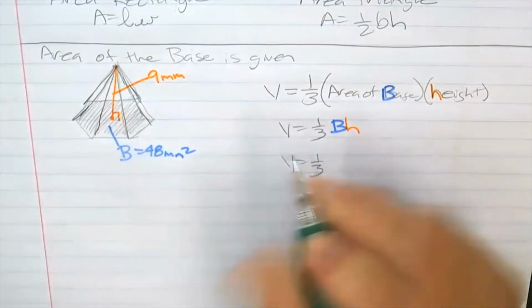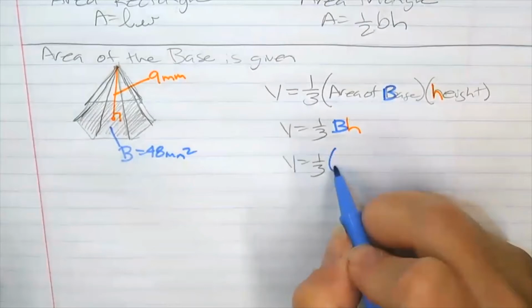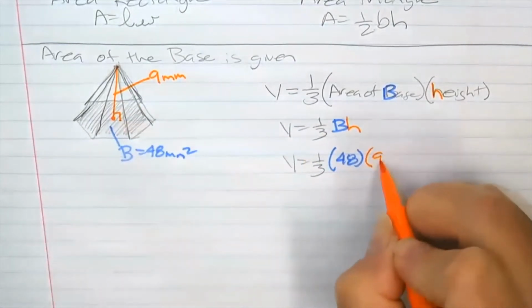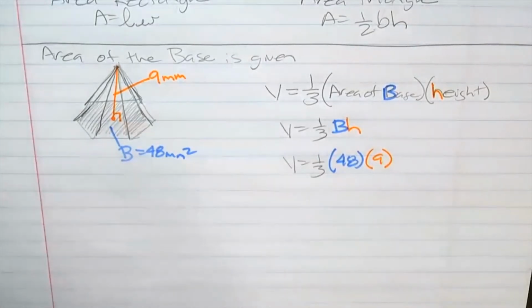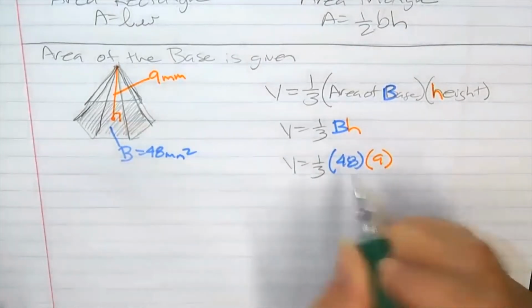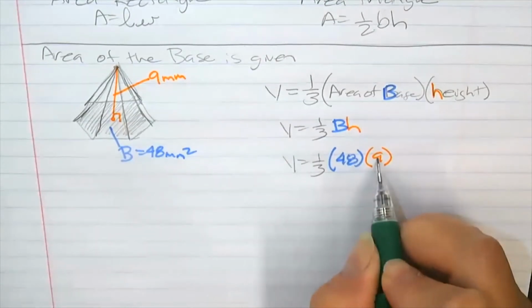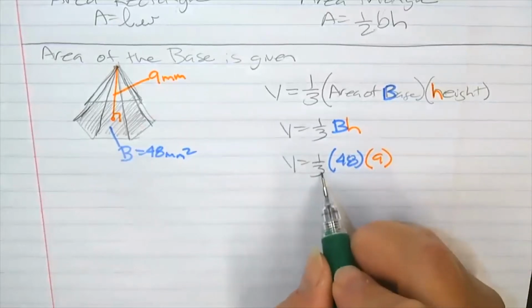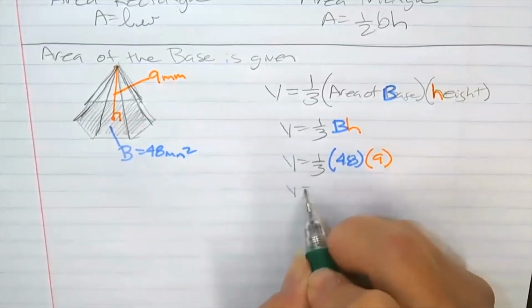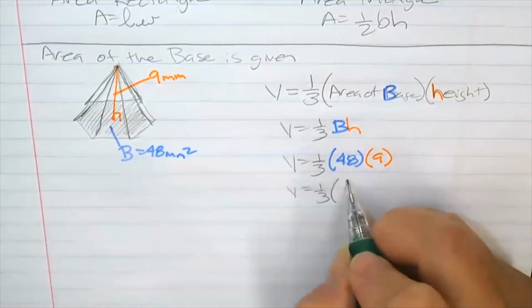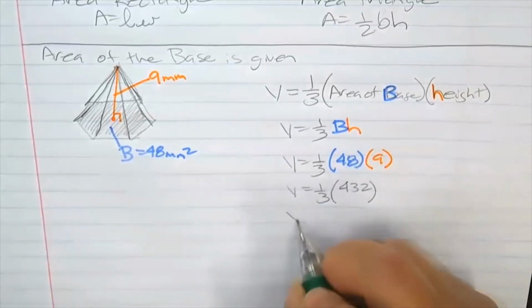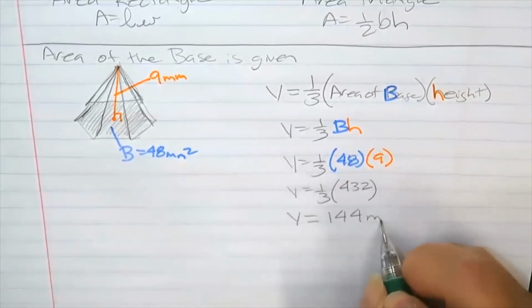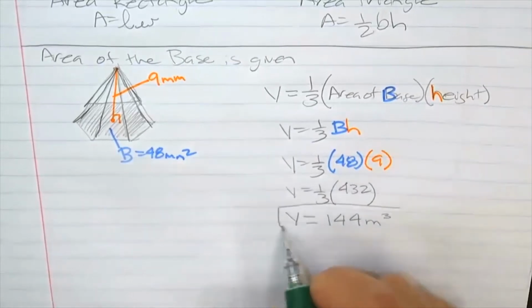Volume is equal to 1/3. They've already given me the base. I don't have to figure it out. And the height of the pyramid. So I'm going to use my handy dandy calculator, and I'm going to multiply 48 times 9, which is 432, and take 1/3 of it. So the volume is 1/3 of 432. My volume is equal to 144 meters cubed.